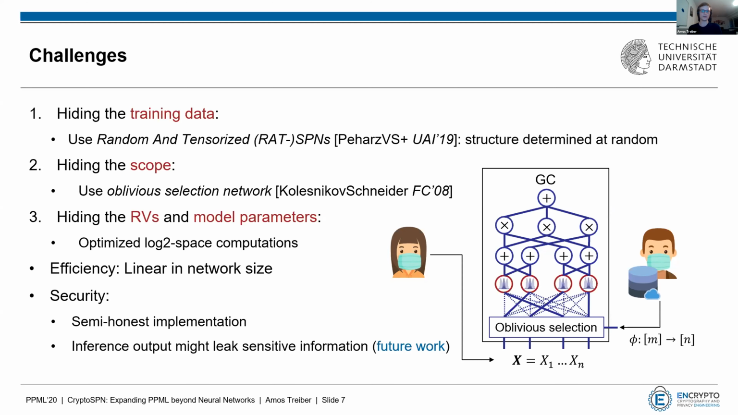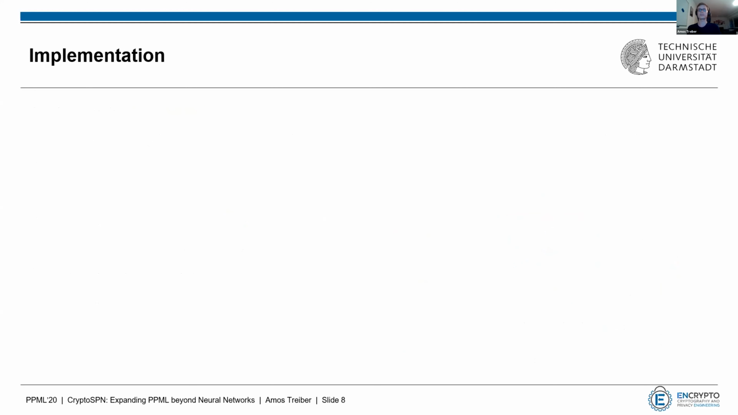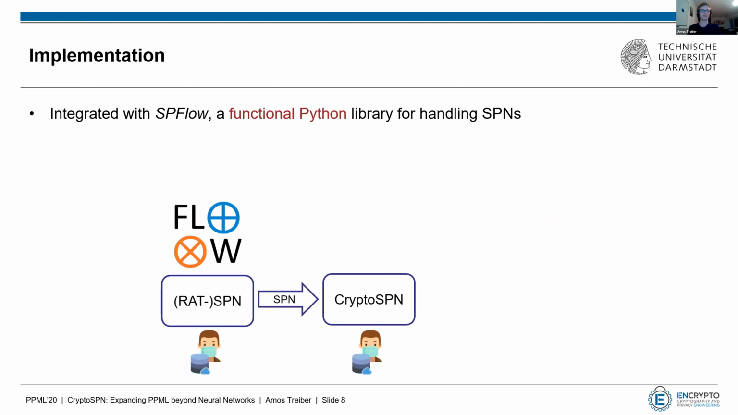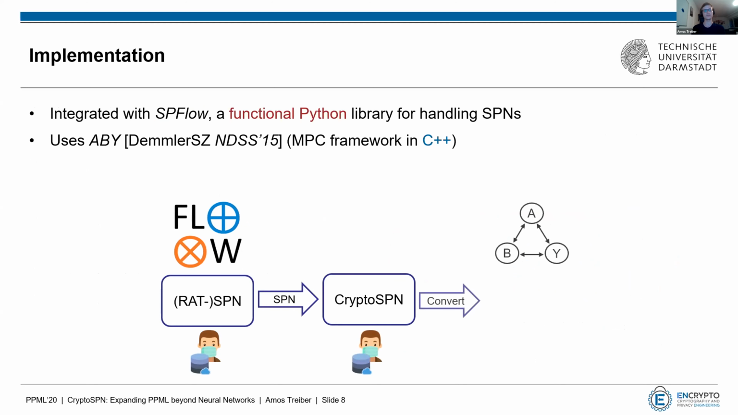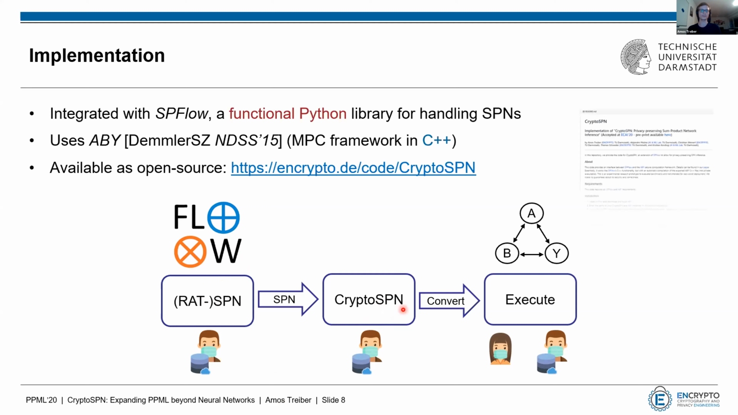So we also implemented CryptoSPN and directly integrated it with SPFlow, which is a functional library for handling SPNs. As a backend for the double circuit, we use the ABY framework of Demmler et al., which is an MPC framework coded in C++. The goal was to make this usable by machine learning experts, because they can just use an SPN instance as already known in SPFlow, and then call the CryptoSPN conversion functionality to obtain an SPN-specific executable that can then be used between the client and the server to perform private SPN inference. And the code is freely available as open source.